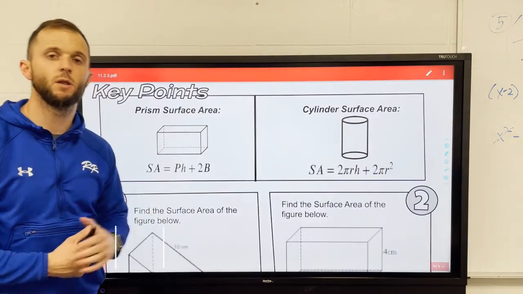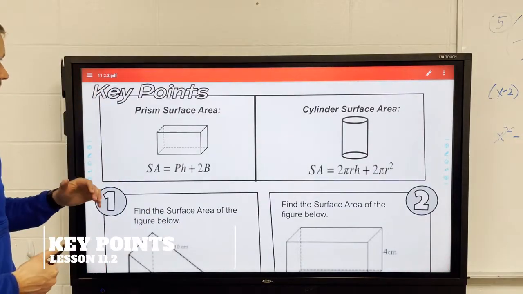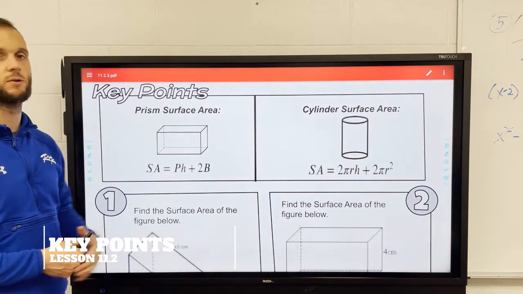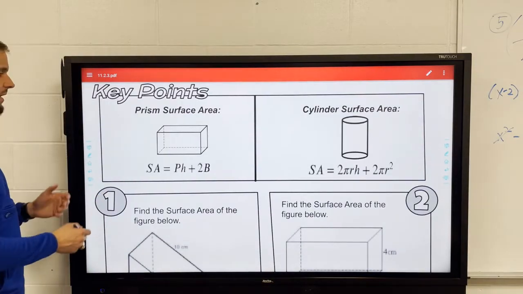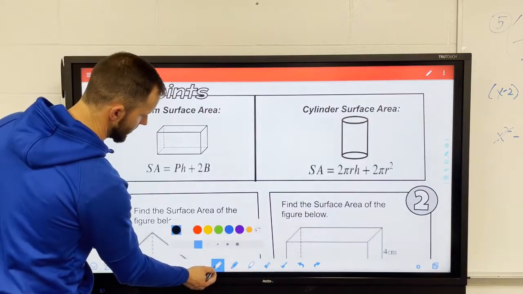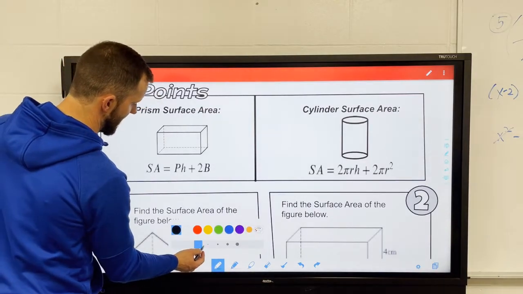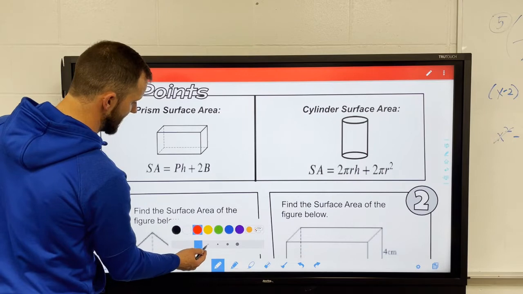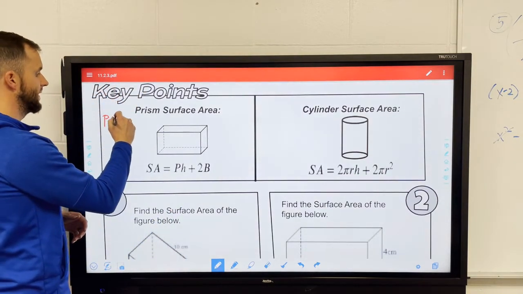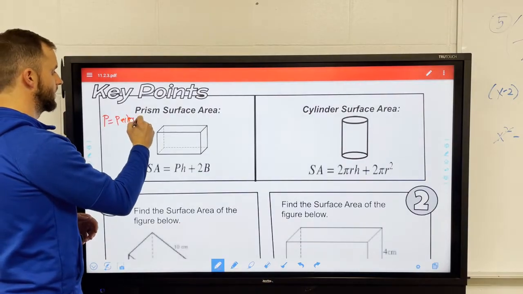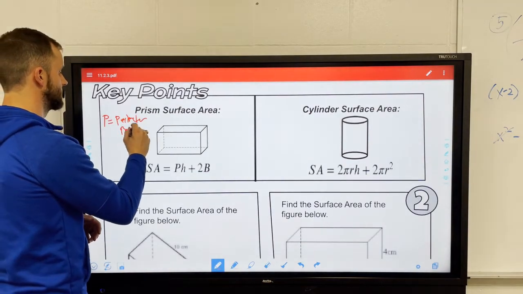Okay, so the first thing we're going to look at are our key points. So the key points of prisms and cylinders, the first thing is we're going to talk about exactly what we're talking about, surface area and its formula. So to find the surface area, I first have to find the perimeter of the base. And that's what this capital P means. So if you do capital P, that means perimeter of the base.